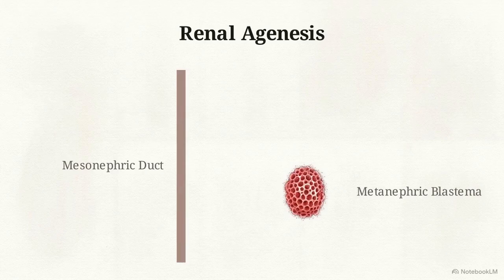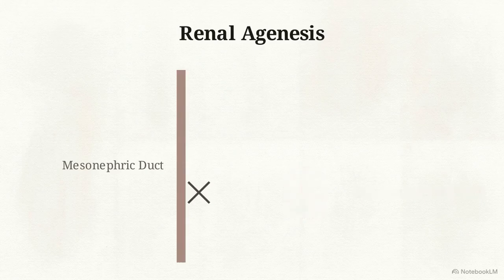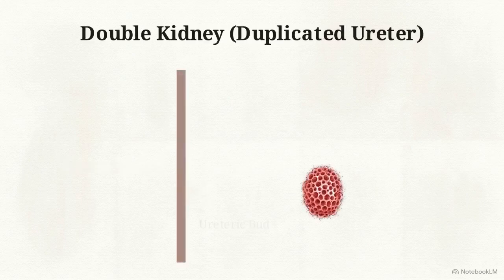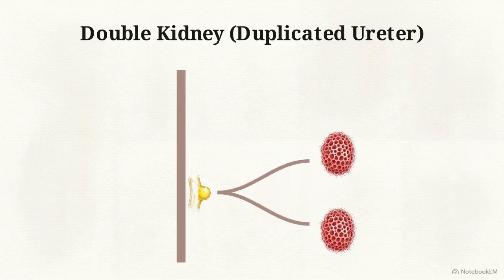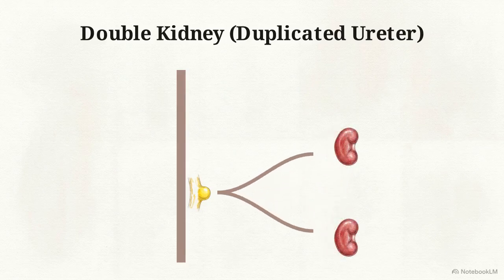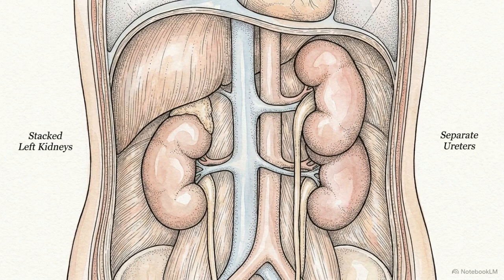If the ureteric bud fails to form or degenerates early, it leaves a blank space where the kidney should be. Without the bud, the metanephric blastema is never induced to form tissue, resulting in renal agenesis. Alternatively, the ureteric bud may split prematurely before reaching the metanephric blastema. These duplicated buds induce 2 separate areas of tissue, creating a double kidney or duplicated ureter. These gross anatomical variations serve as direct evidence of the underlying embryonic sequence playing out incorrectly.